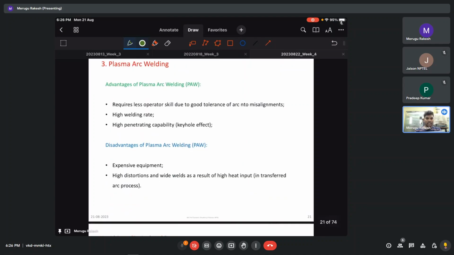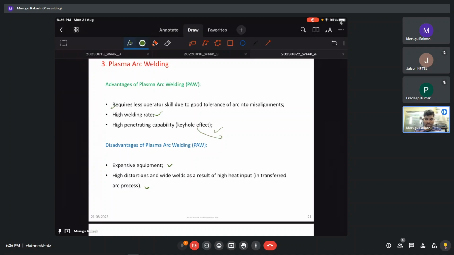So these are the advantages. It requires very little operator skill, since we have very few deviations or misalignments of the beam, and we have very high welding rates and very high penetrating capability, such as the keyhole effect. The disadvantages of plasma arc are that it is very expensive, and there is high distortion in welds as a result of the high heat input rate, in the transferred arc process.